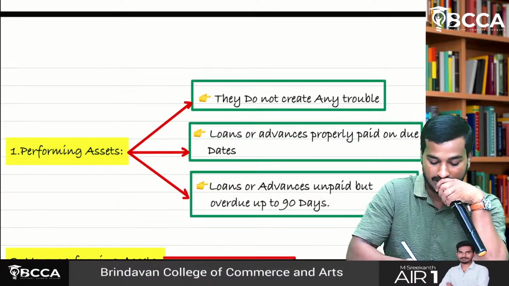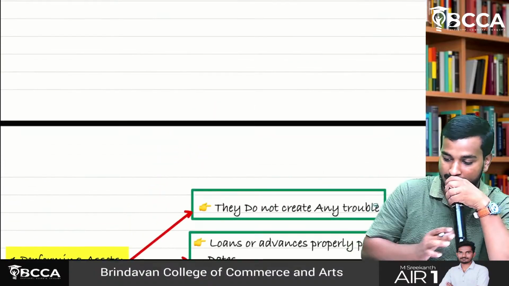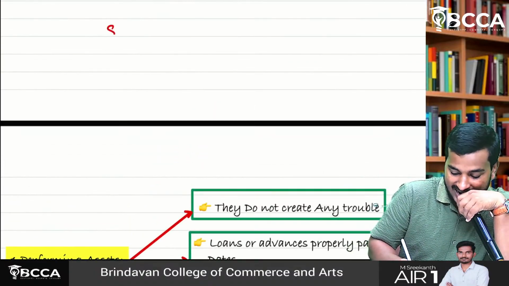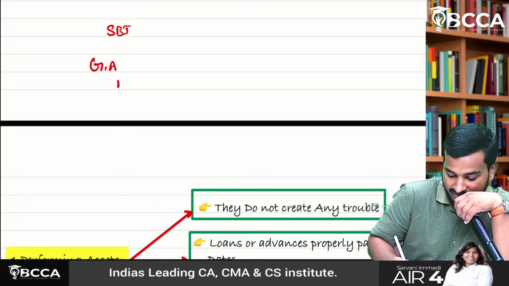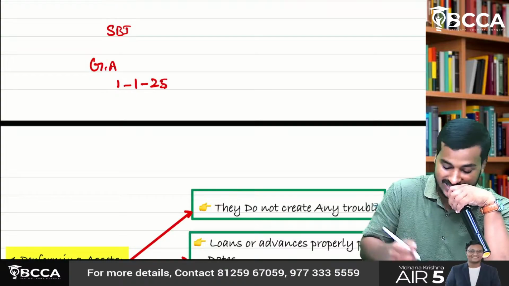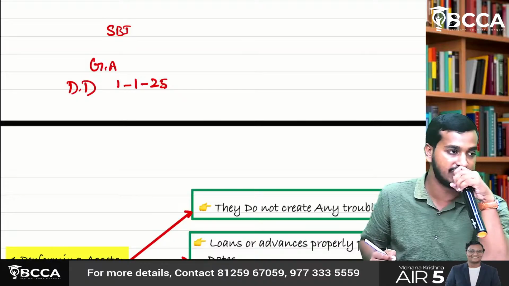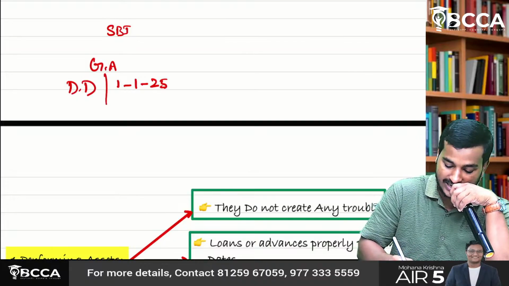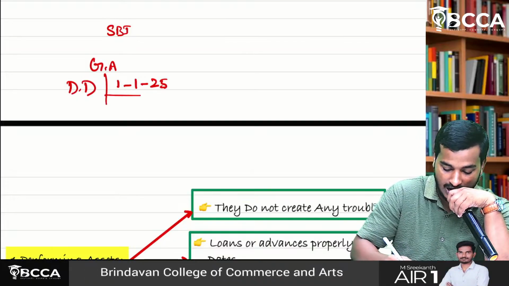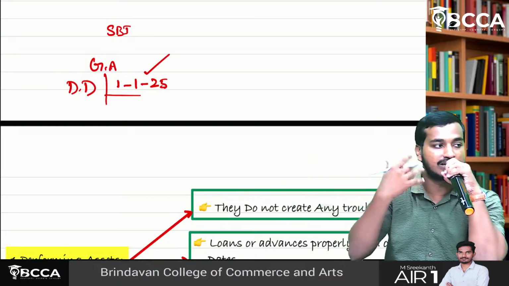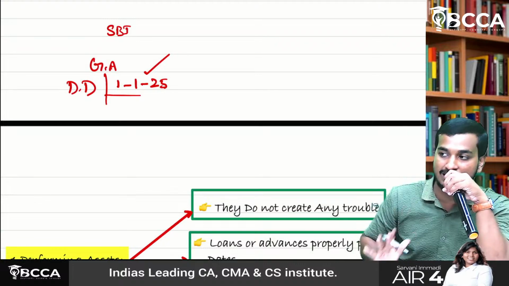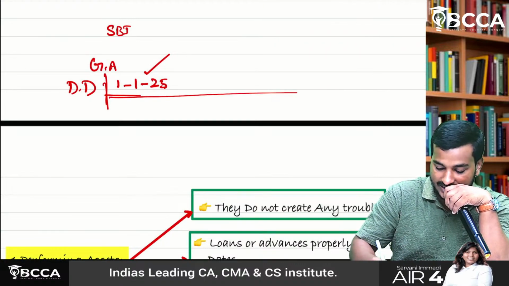For example, listen very, very carefully. SBI has given a loan to Geetanjali on 1st January 2025. Due date is 1st January 2025. Actually, she has to pay on this date, 1st Jan 2025. But there is no payment. She failed in payment. Up to 90 days.